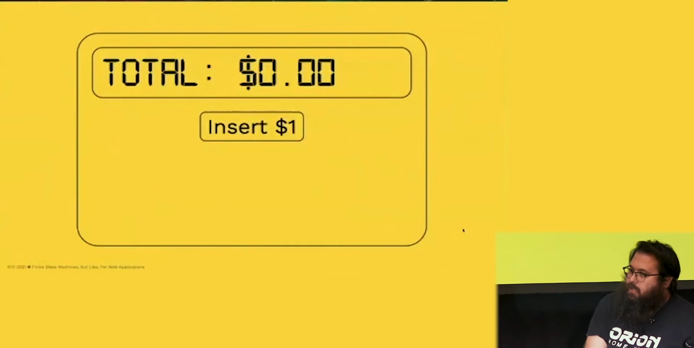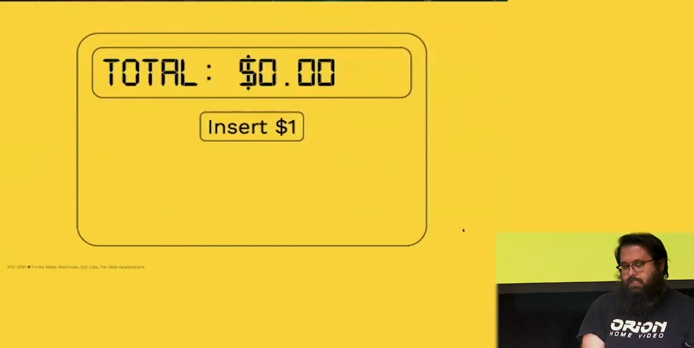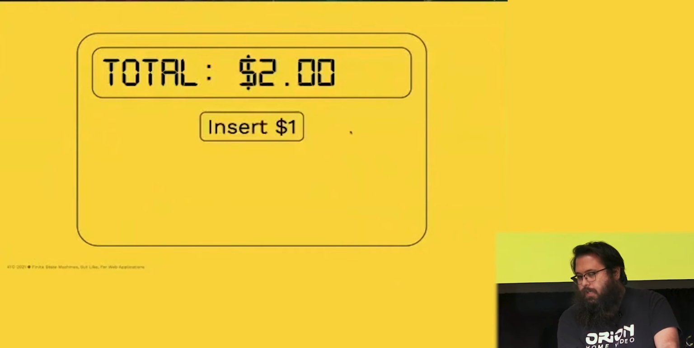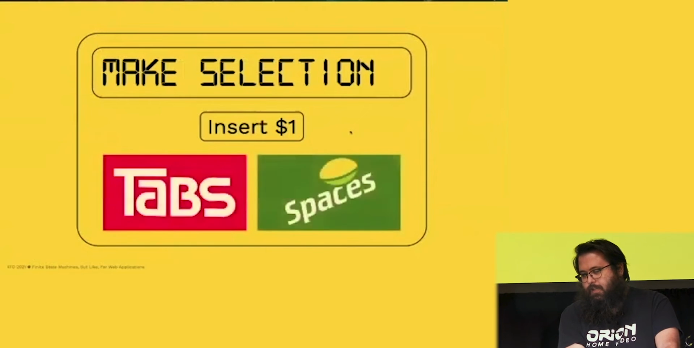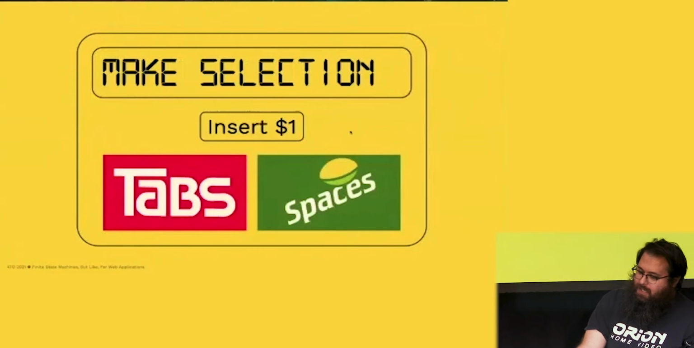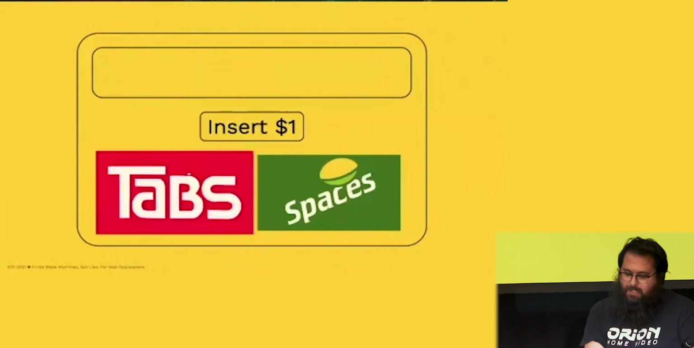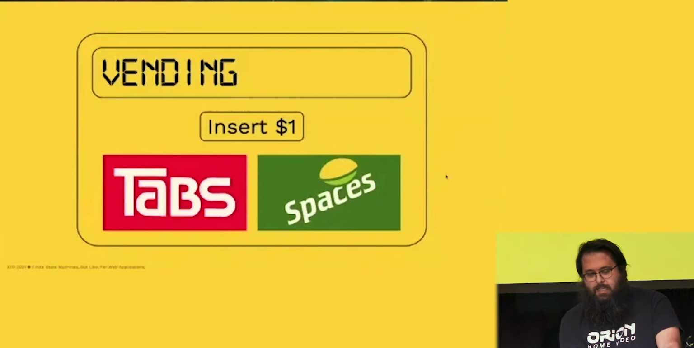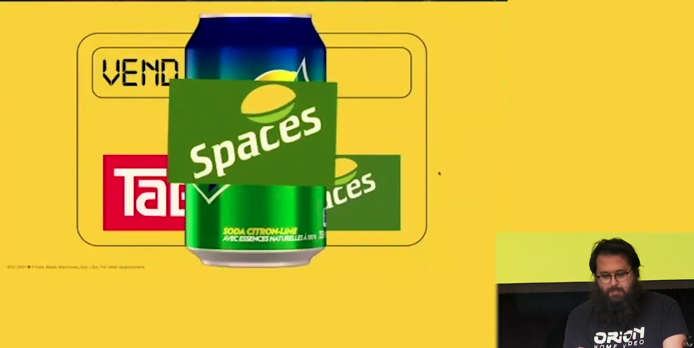Here we have a soda machine. This is a soda machine simulation. Sodas are $2. So I will insert a dollar, insert another dollar, and then I will have to make a selection. I couldn't resist the tabs versus spaces thing, I'm sorry, but here we go. We have a delicious tab soda and an okay spaces soda. So I will order tabs, but unfortunately, looks like it's sold out. So we'll go with spaces, and ta-da, we have our soda.